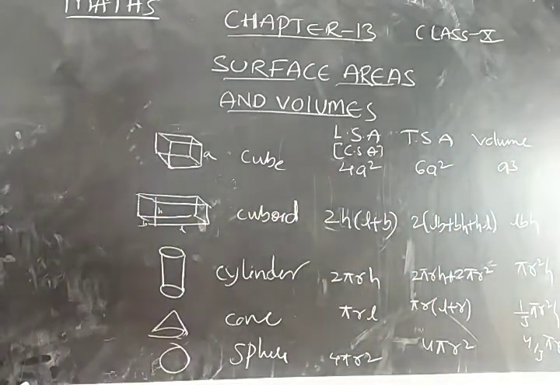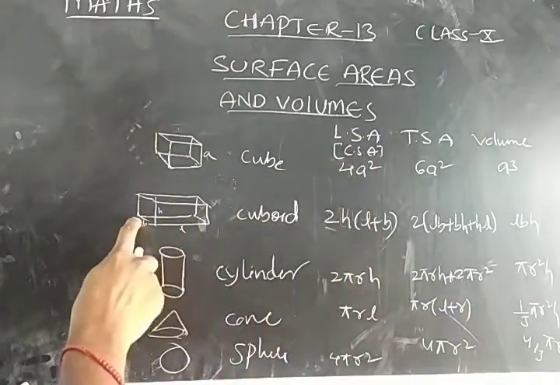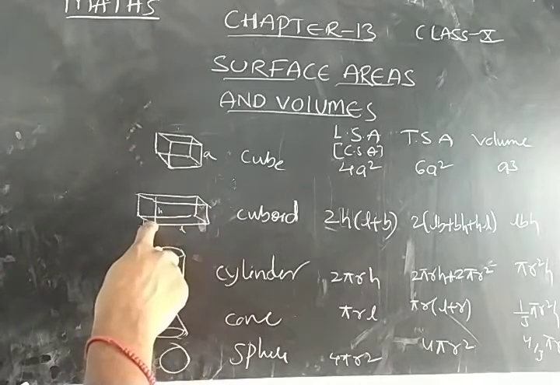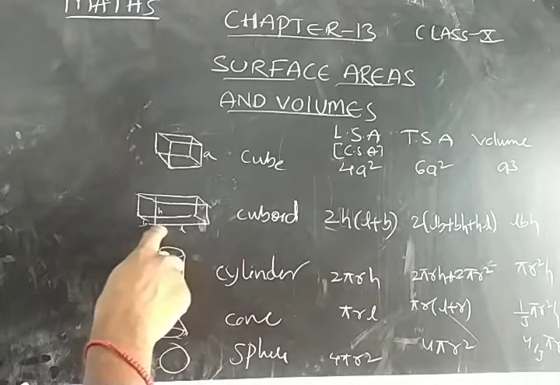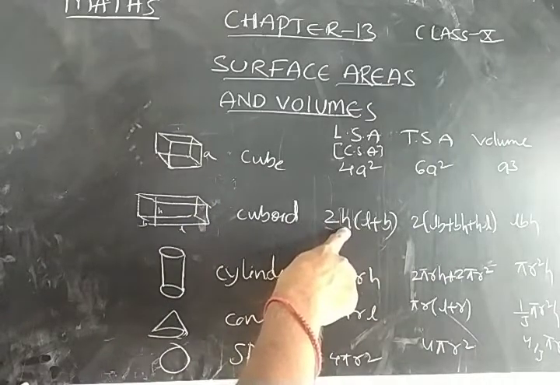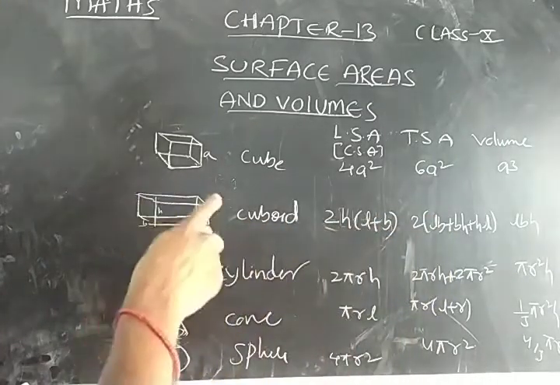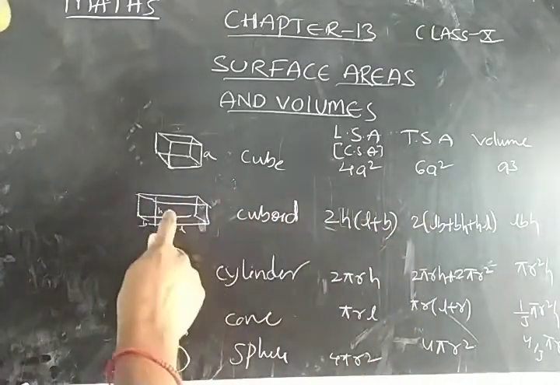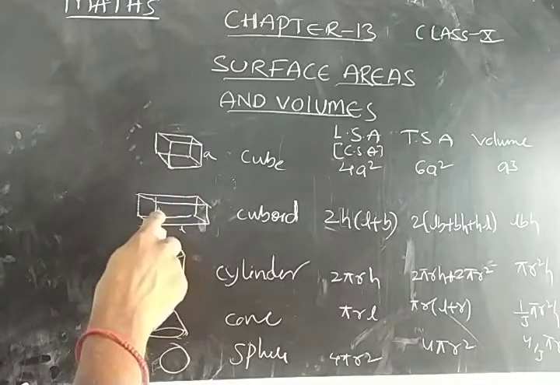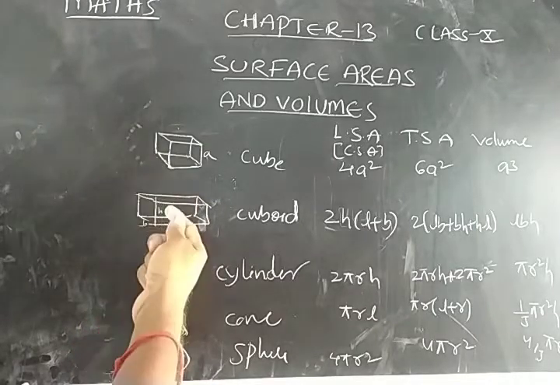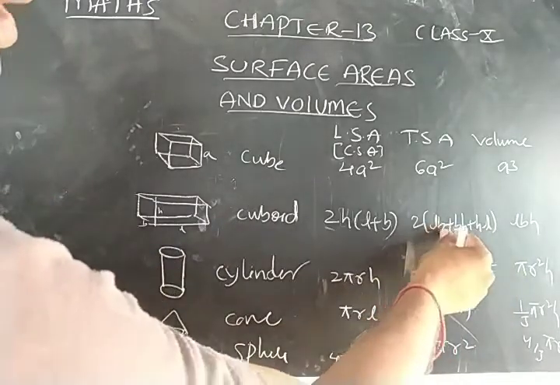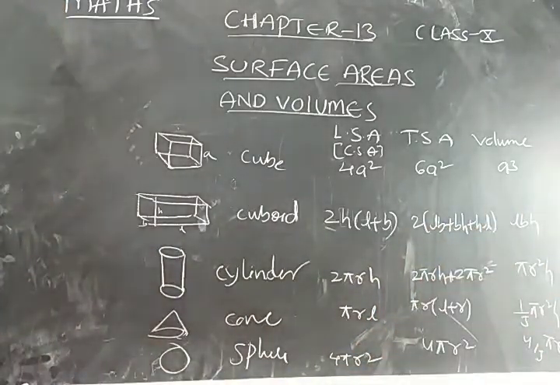For the cuboid also, to get LSA, what is the base perimeter? Base is a rectangle, perimeter is 2 into (l plus b), height h. So 2(l plus b) into height. Now total surface area means adding all the faces. Front face is a rectangle whose area is l into h. Back face is also l into h. So you will get every term twice. So 2(lb plus bh plus hl) is the total surface area.